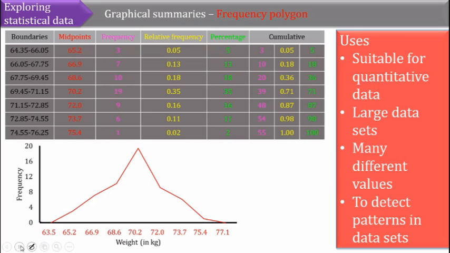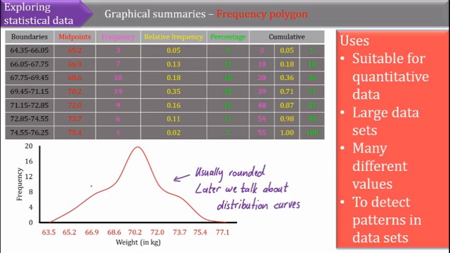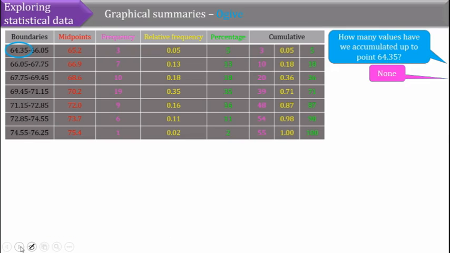Now the frequency polygon is usually rounded. We talk about distribution curves at a later stage, but that is the common notation that we use and the common appearance of a polygon. It's not usually angled, it's usually rounded.